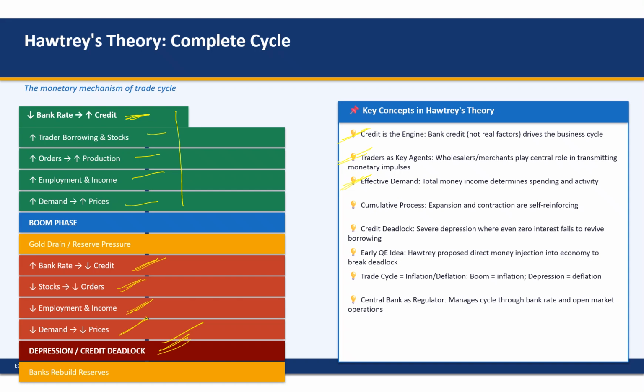Hawtrey's theory clearly acknowledges that particular fact. And the central bank acts as a regulator and manages the cycle through bank rate and open market operation. The summary of the whole theory is that easy credit creates boom, tight credit creates recession, and the central bank controls the process through monetary policy.